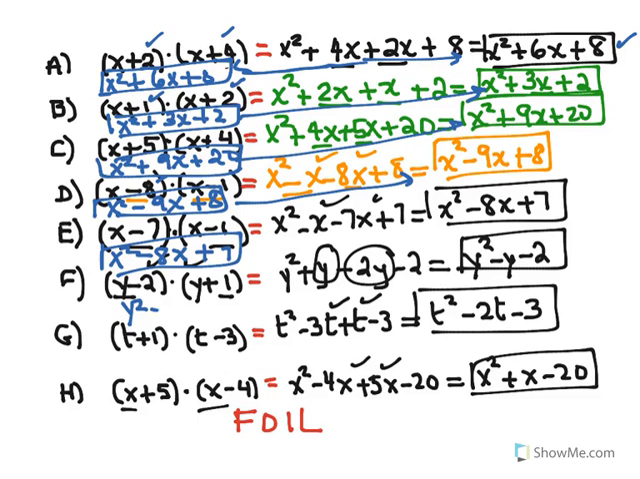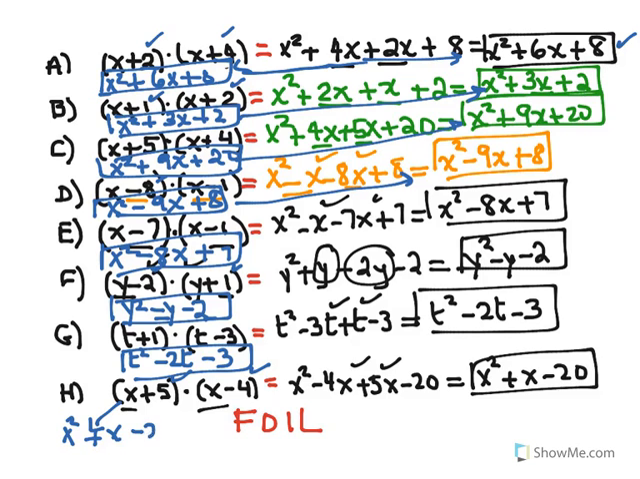Y squared minus y minus 2, right? The two numbers, negative 2 plus 1 is negative 1. Negative 2 times 1 is negative 2. T squared, 1 minus 3 is negative 2t. 1 times negative 3 is negative 3. Yes, and finally this last example, I get x squared, and then I get 5 plus negative 4 is 1x, and if I multiply it, I get a negative 20.